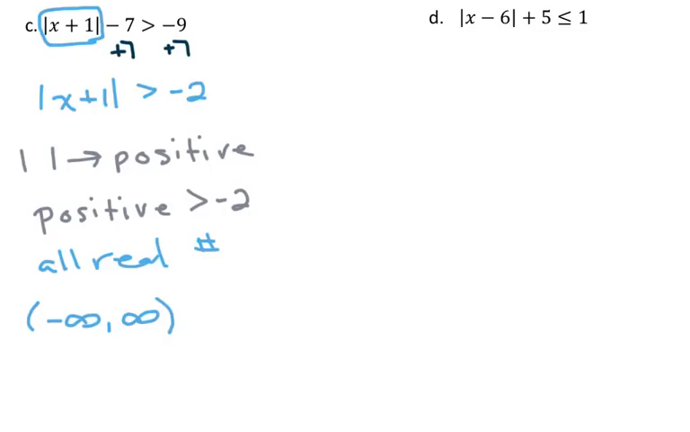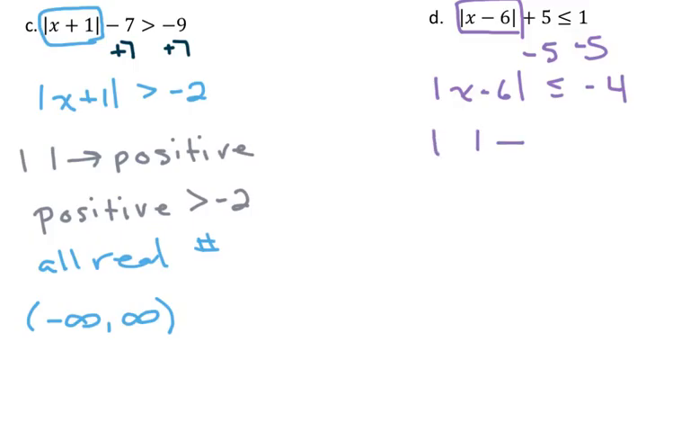Part D says the absolute value of x minus 6 plus 5 is less than or equal to 1. Same idea. Isolate your absolute value. We can do this one by subtracting 5. We end up with the absolute value of x minus 6 is less than or equal to negative 4. Same thing with part C.